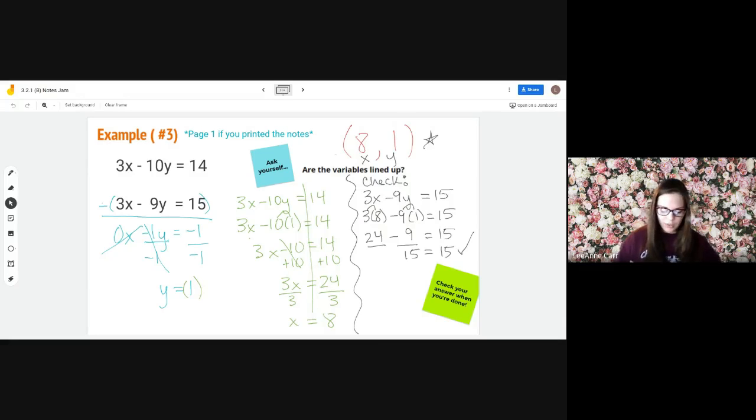I do also want to talk about one more thing while we're here. So if we go back to the very beginning, we talked about subtracting here. You could also think about this as multiplying by negative 1 and distributing that, and then adding those two equations, if you prefer that. They are the same thing, just looks a little bit different, right?